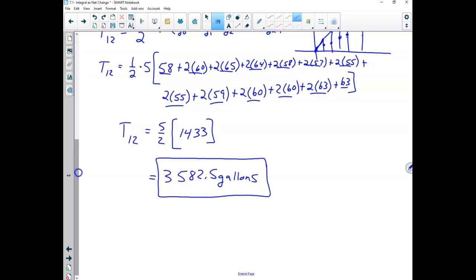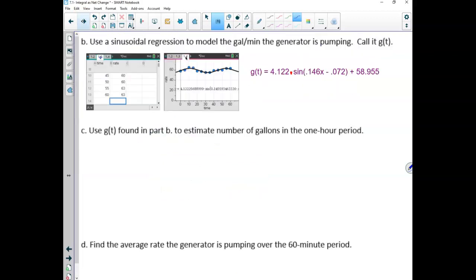3,582.5 gallons were pumped during that 60 minutes. Okay? So next thing I'm going to do here is, I'm not expecting you to do this, but we're going to use a sinusoidal regression model. The AP test is not going to make you do this. That's why I have this prepared in here.